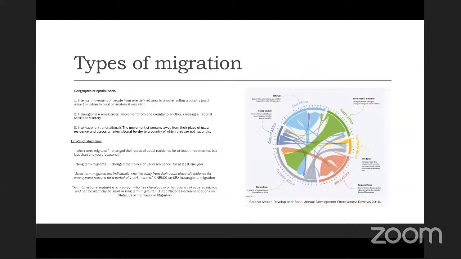And why do I bring this out? I bring this out because I think this concept of time is very much relational. It's very much relational to what the study is about, to what the data statistics are being collected for, and to what the goal is at the end of the day in terms of defining these groups of migrants. So as you can see, seasonal migration can really change.